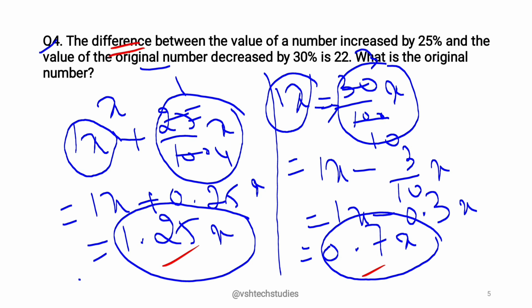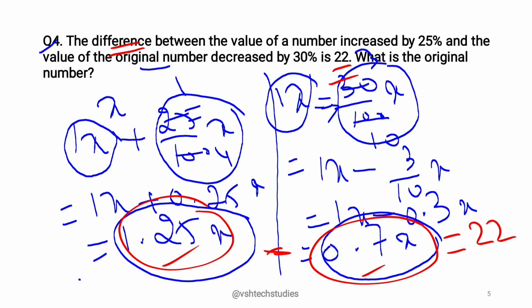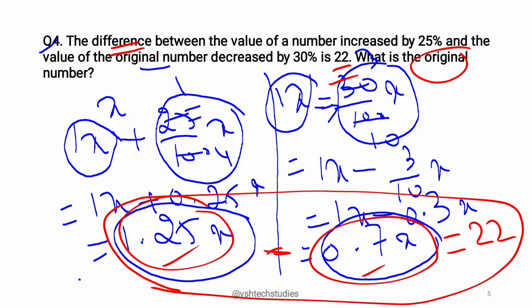The difference between the two. So the difference between these two, this minus this, is 22. What is the original number? Means we have to simplify this equation, then we get x equal to what, and that is the answer for the question. That is the original number. This is the analysis and approach to problem 4.